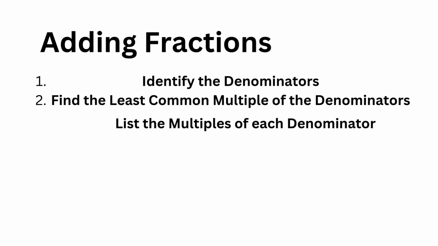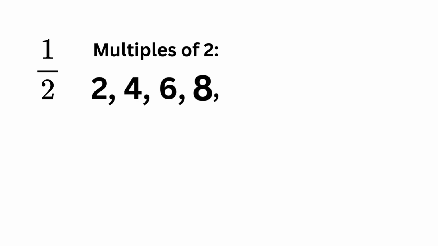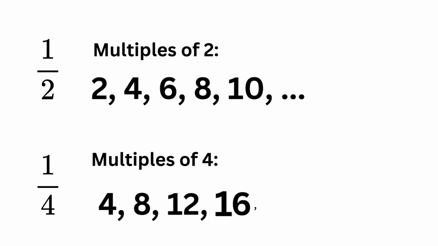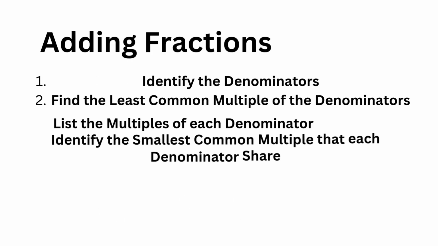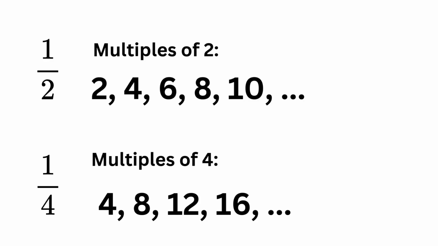1. List the multiples of each denominator. Multiples of 2: 2, 4, 6, 8, 10. Multiples of 4: 4, 8, 12, 16. 2. Identify the smallest common multiple that both denominators share. In this case, the smallest common multiple of 2 and 4 is 4. So, 4 will be our common denominator.